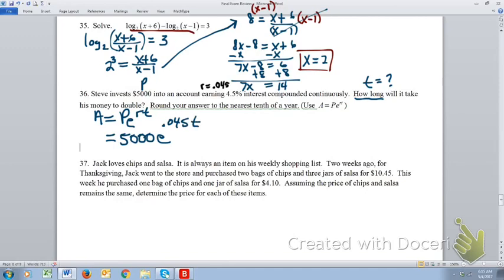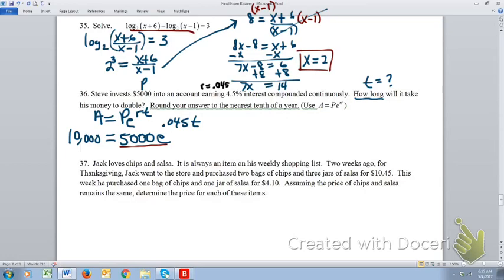Well, it looks like we need an a. Think about this. If we want to find out how long it's going to take for $5,000 to double, then a is going to be twice whatever p is. So that would be 10,000. So we want our money to double from 5,000 to 10,000. So a is 10,000. That's the amount we want to have in the account after t years.